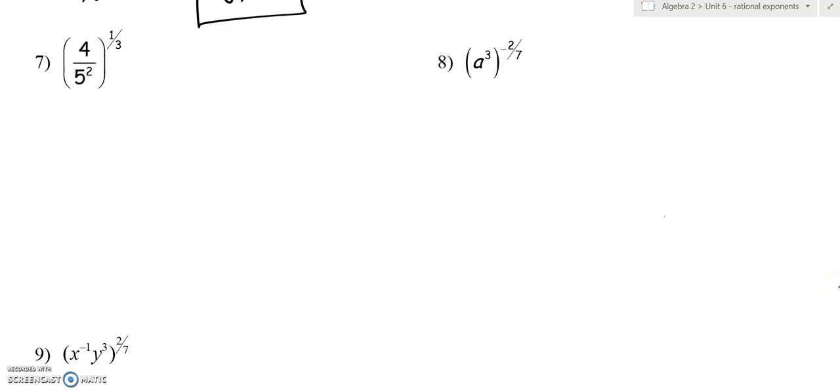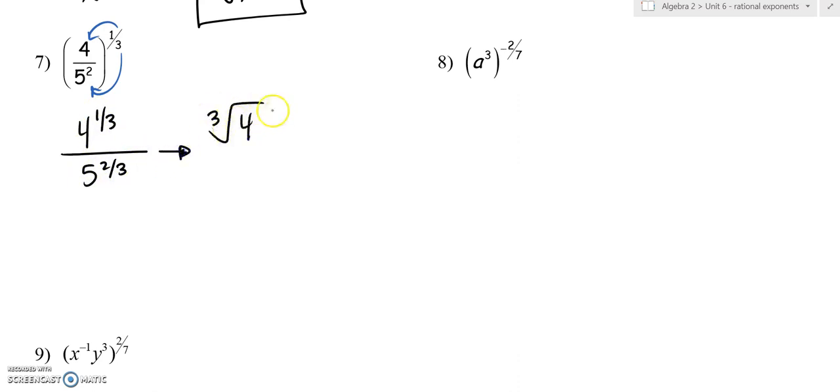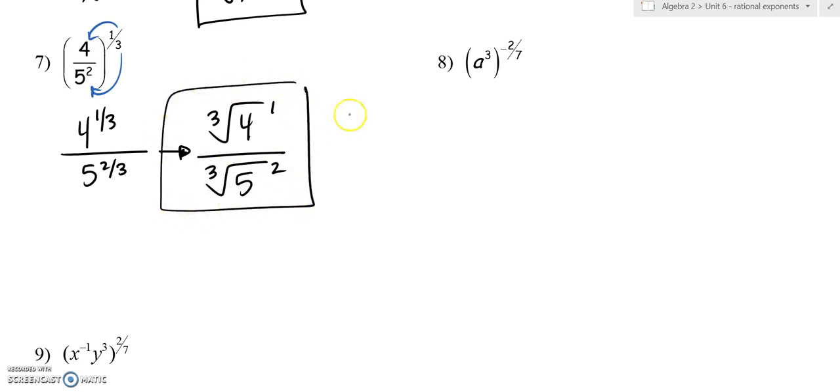Problem 7. Let's see here. I'm going to do some distributing, top and bottom, just like we practiced before. I get 4 to the 1/3, and then I get 5 to the 2/3. Let's rewrite this. That becomes a 3 on the ledge there, a 4 underneath, a 1 on the outside. Then a 3 on the ledge there, a 5 underneath, a 2 on the outside. I'm fine. Again, leave it like that, no big deal.